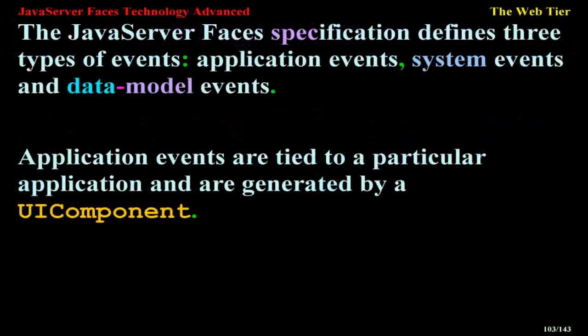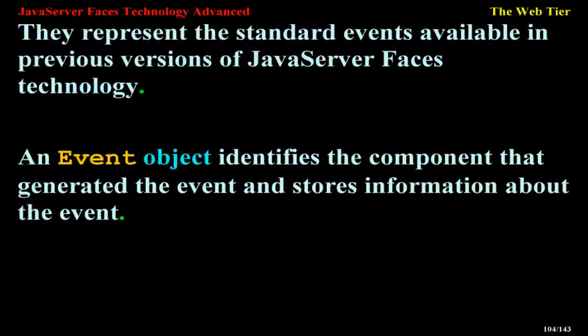The JavaServer Faces specification defines 3 types of events: application events, system events, and data model events. Application events are tied to a particular application and are generated by a UIComponent. They represent the standard events available in previous versions of JavaServer Faces technology. An event object identifies the component that generated the event and stores information about the event.